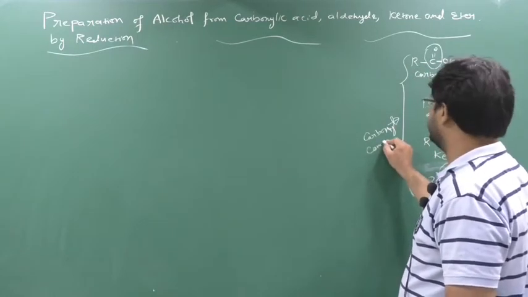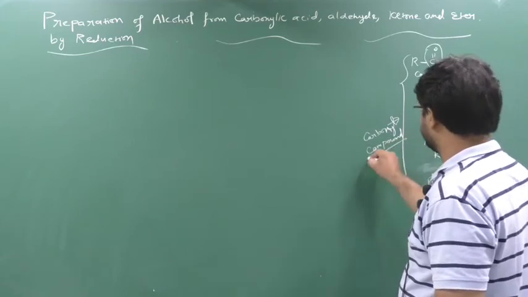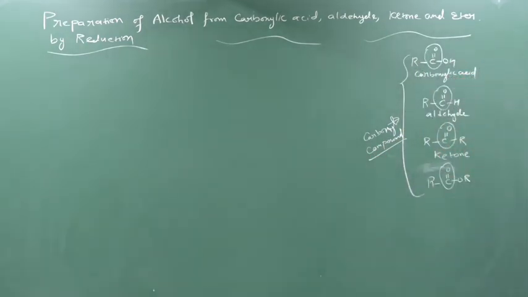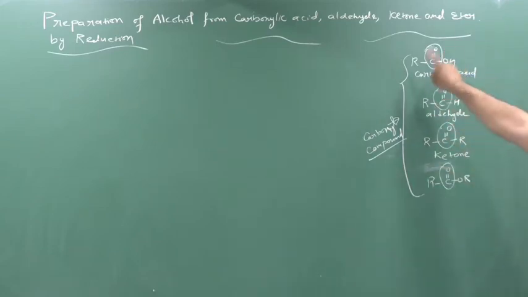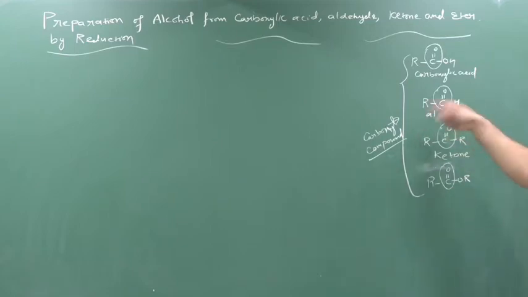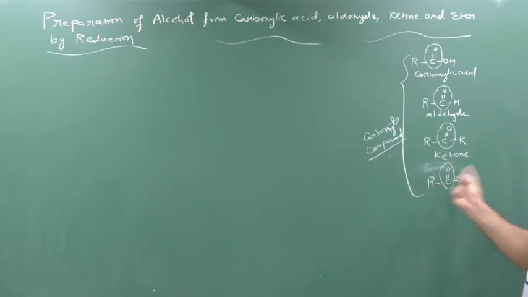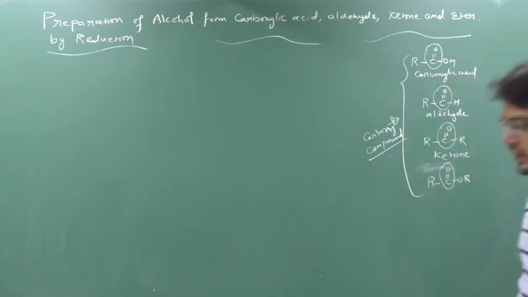I would have told you in general organic chemistry, this C double bond O is known as a carbonyl group. If one R and one OH attach, we say carboxylic acid. One R and one H attach around the carbonyl group, we say aldehyde. Both sides R attach, we say ketone. One R and one OR attach around the carbonyl, we say ester. Clear? So these all are known as carbonyl compounds.